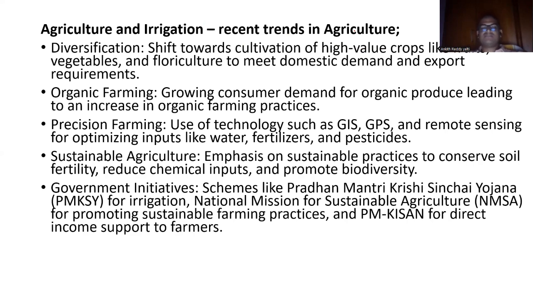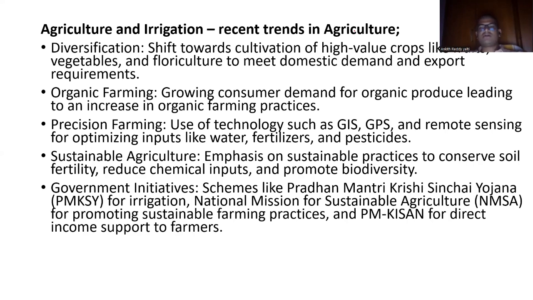Precision farming is in the news, where farmers are now using drones with the support of GPS, GIS, and remote sensing. Okay, and people are also focusing on sustainability. Though the scale is less, people are moving towards sustainable agriculture. There is a demand for organic goods. People are thinking about soil inputs and biodiversity.